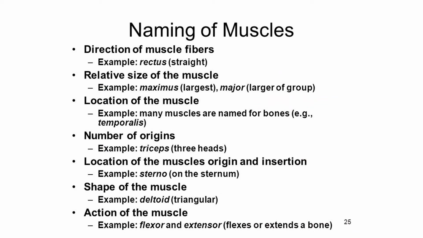So, naming of the muscles. Again, like I said, it deals with the direction, and you will have this slide to look at when I upload it, so you can read through it. Relative size of muscle, location of muscle, again dealing with naming. Number of origins, like the triceps with 3 heads. Tri meaning 3, triceps 3 heads, so that's why we call it triceps. Then the location, shape, and action of muscles. So definitely take a look at that and be somewhat aware of the naming schematic of muscles.